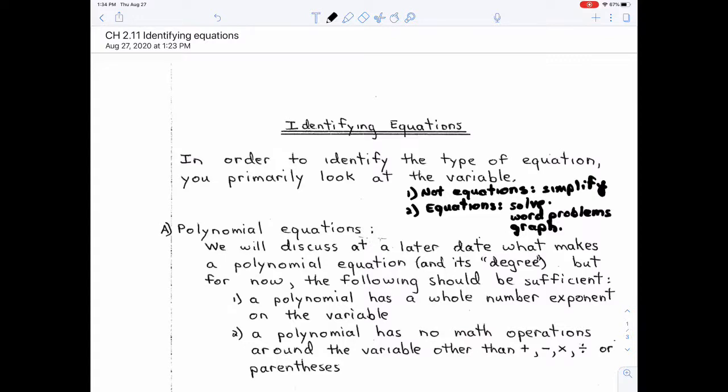Now, if both solving problems and graphing problems are equations, how do they differ? Okay, this is basically it. I mean, this isn't 100% perfect, but it's something like this. If you have 3 equals 2x plus 7, most likely you're going to solve that for x. If you have y equals 2x plus 7, most likely you're going to graph that.